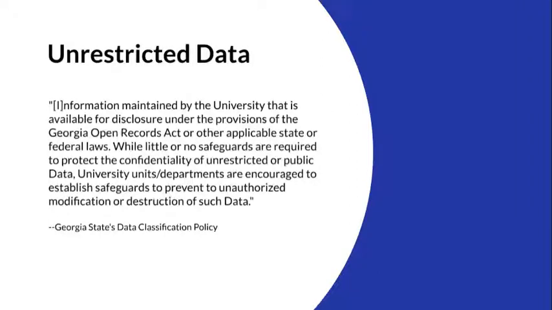Unrestricted data, according to the classification policy, includes information maintained by the university that is available for disclosure under the provisions of the Georgia Open Records Act or other applicable state or federal laws. To summarize, unrestricted data include directory information or building names or department names. Please note that Georgia State's campus directory information does not include student email address. If you'd like more details on the university's directory information, please go to the university registrar's website.